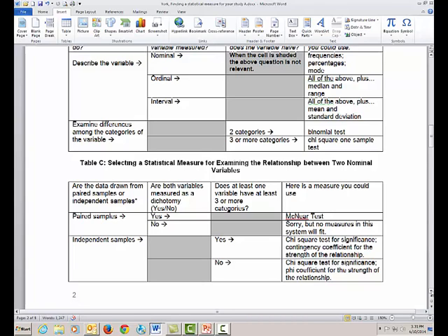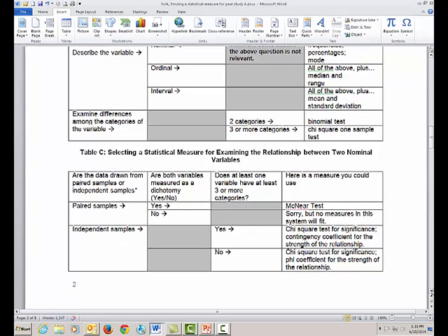If not, then you have one of the situations where it says, sorry, but no measures will fit. Now looking at independent samples, you can see that the first question you actually encounter, because the first column is shaded, is the question, does at least one variable have at least three or more categories? If the answer is yes, and you move then to the right, you'll see that the answer is chi-square test for significance contains a coefficient for the strength of the relationship.